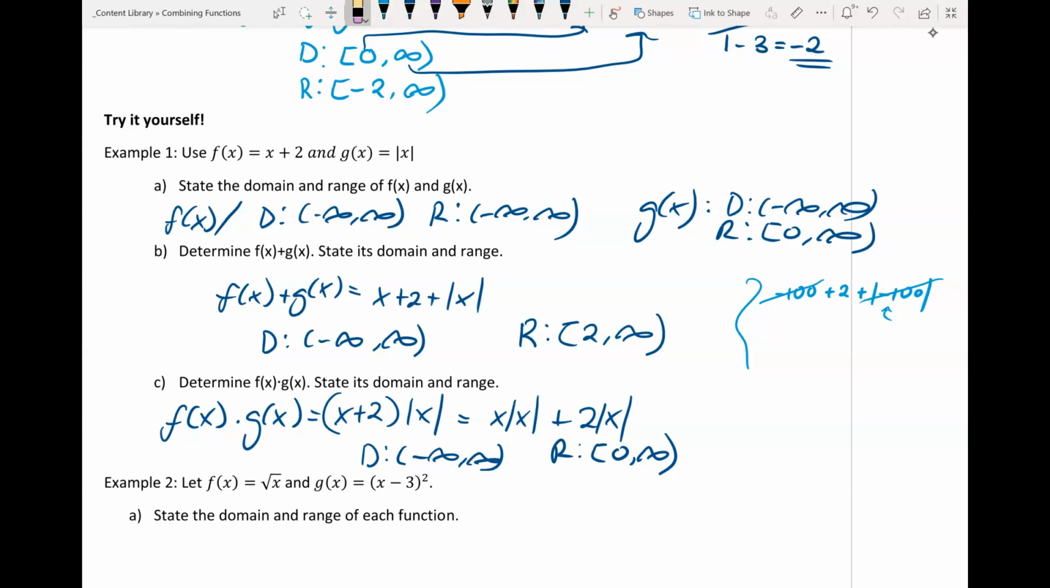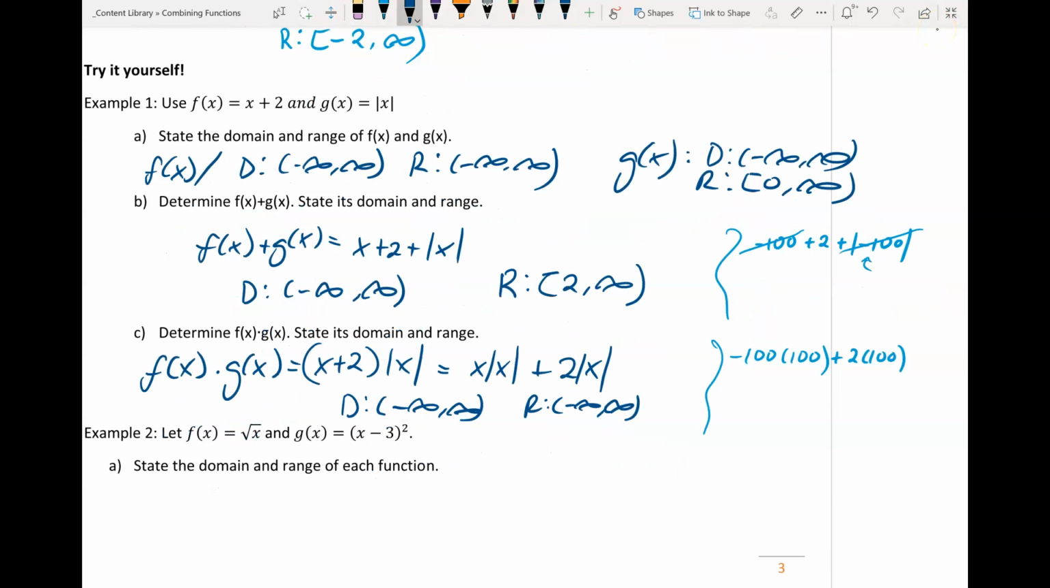Now looking at part C, f of x times g of x, we're going to get x times the absolute value of x, plus 2 times the absolute value of x. So we can insert any x value, so that means our range is going to be from -infinity to +infinity because this is going to be a large negative number. And then on the other side, if we insert a really large positive x value, we're going to just tend towards +infinity.